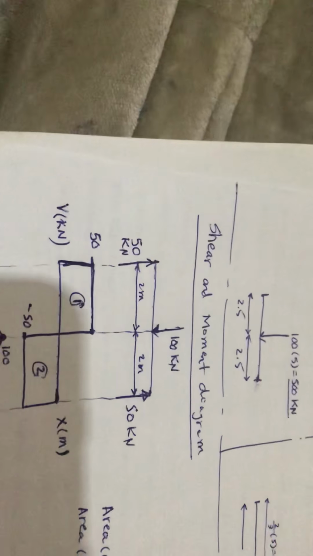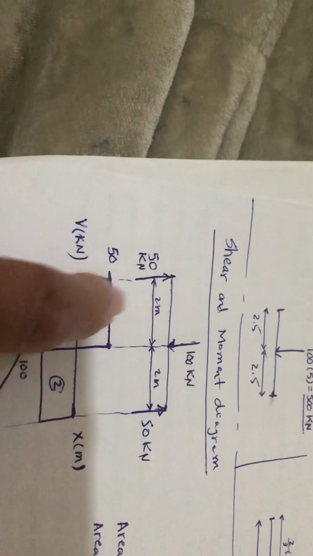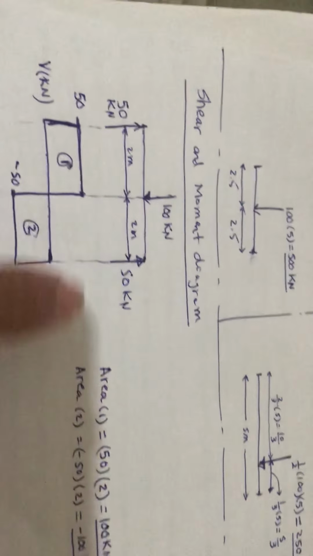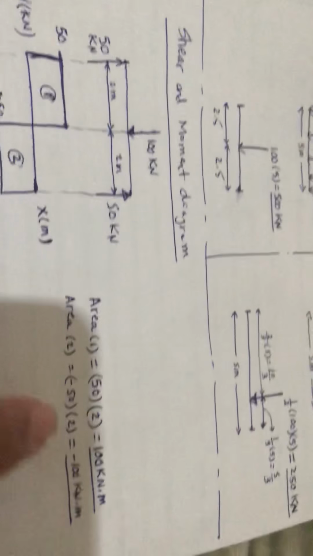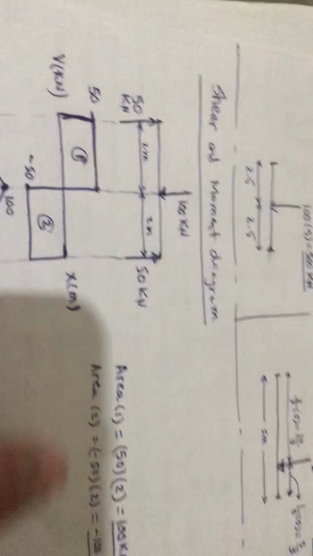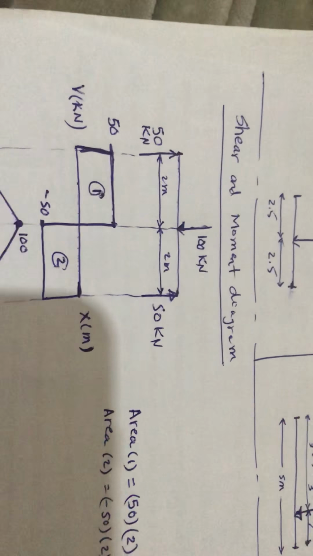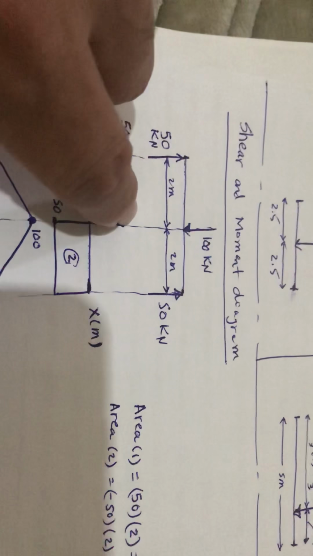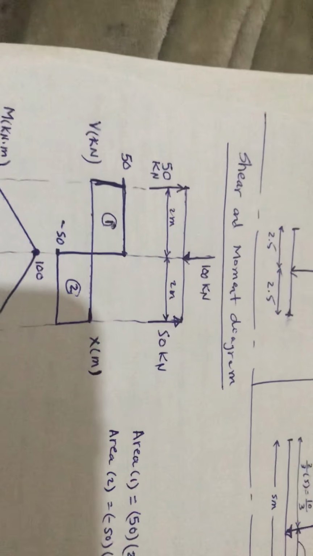In order to find the moment, you have to find the area under the shear. So this is 50 and this is 2, so 50 times 2 is 100 kilonewton meter. And this is minus 50 times 2, that is another minus 100 kilonewton meter. So we have this area in the positive, and this area here in the negative. If you have a shear of 0 here, it means that there's a change of moment.